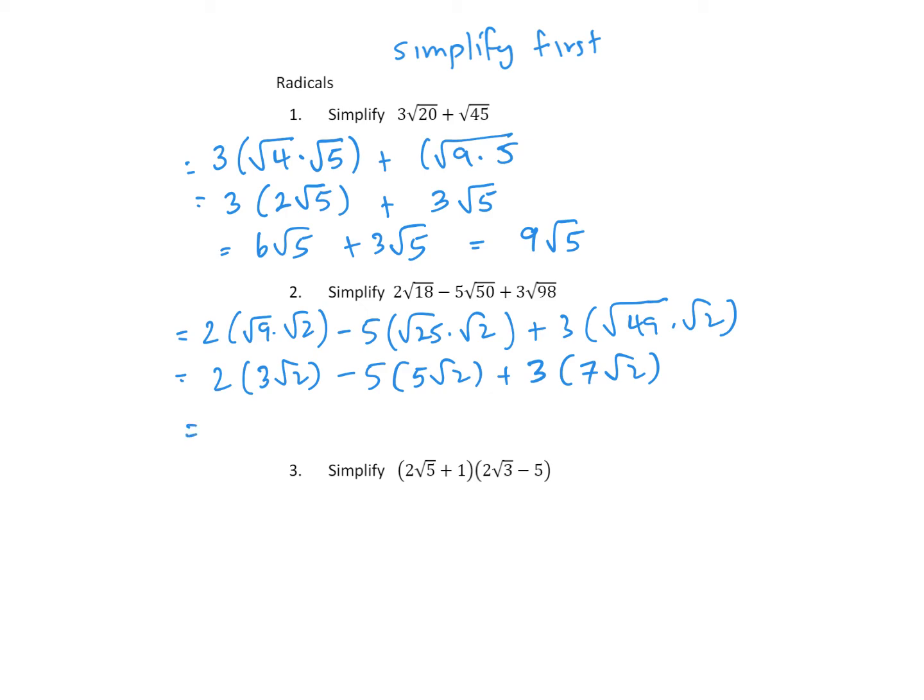Then we'll just multiply coefficients. So 2 times 3 is 6. 5 times 5 is 25. And 3 times 7 is 21. So then we'll just collect. Now they're all like terms. They're all root 2s. So now we can just add these coefficients. So that would be 2 root 2. Negative 25 plus 21 is negative 4. 6 minus 4 is 2.